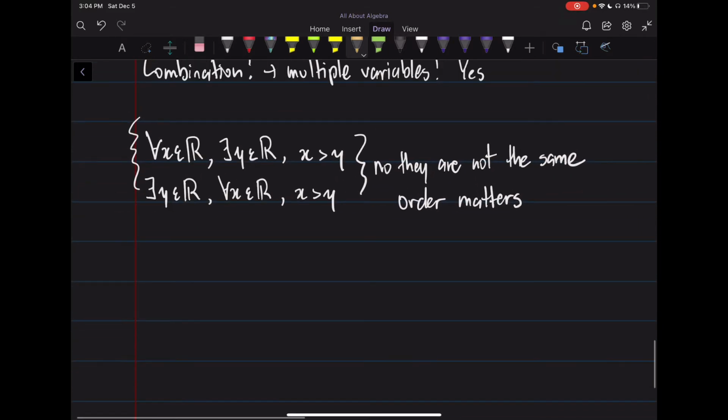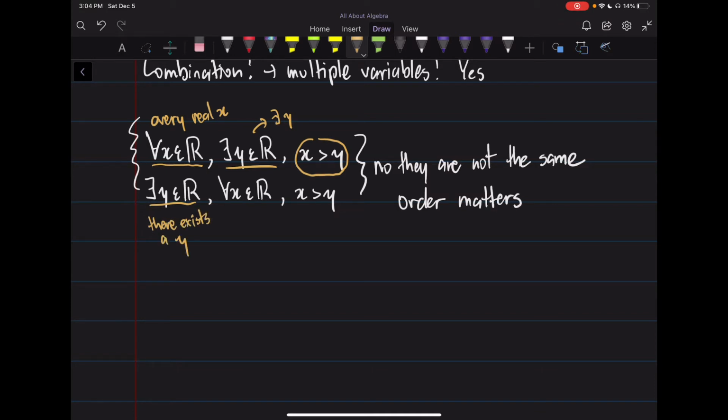So let me give an example. I'm saying that for all x, that means for every real number x, there exists a y such that every real number will have at least one y that is less than x. Here I'm saying there exists a y such that every real x will satisfy this.